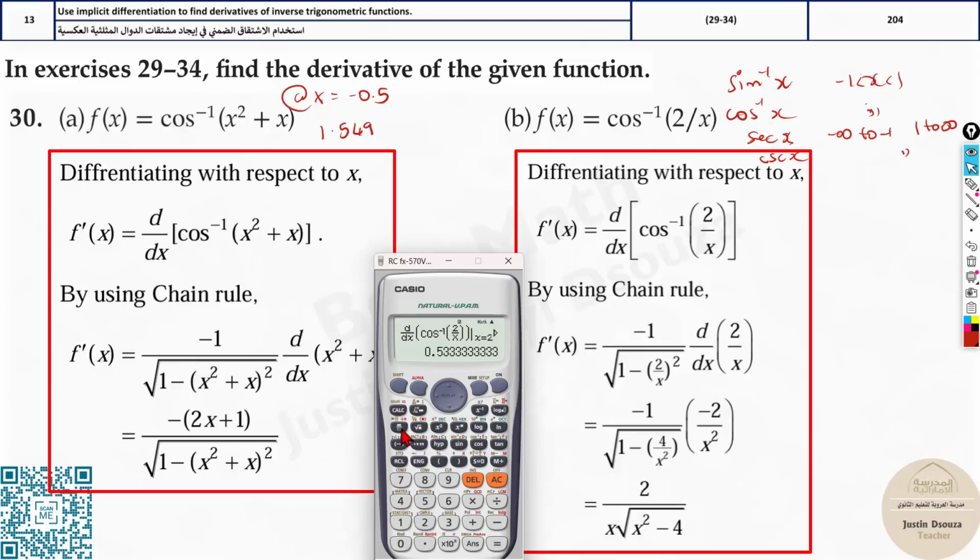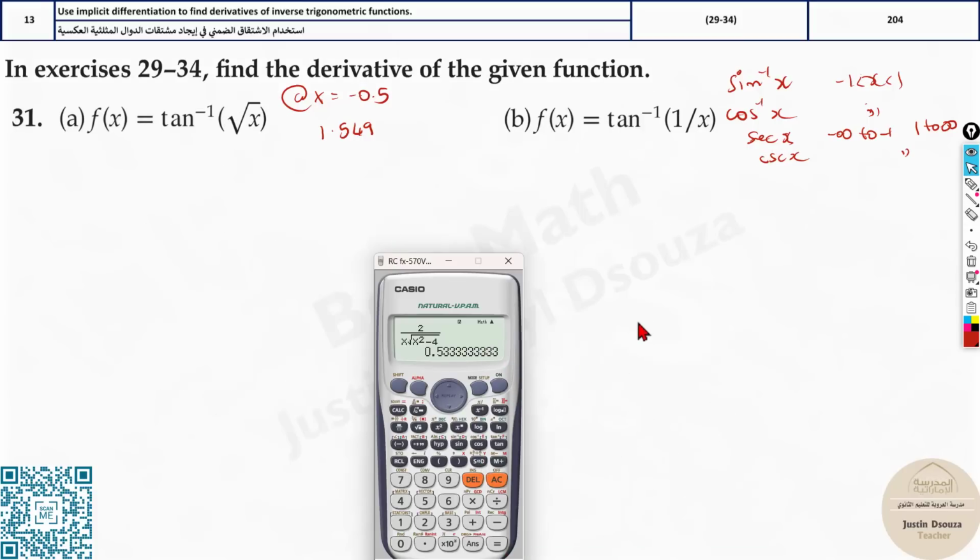And now if I solve this at 2.5, 2 divided by x square root of x squared minus 4. Calculate this at what? I think so, I took 2.5, yes. And it was 0.5333. Yes, that's it. So this is how you can easily solve it up.